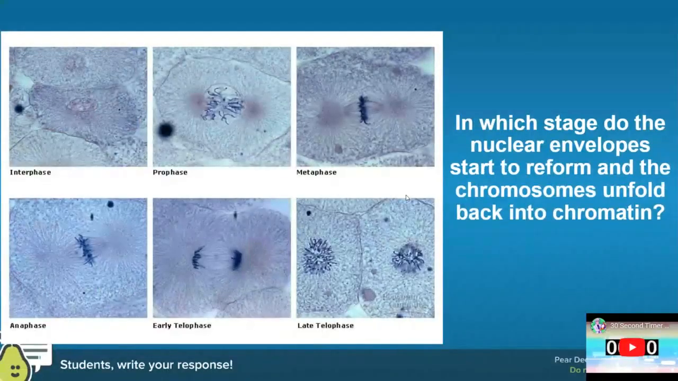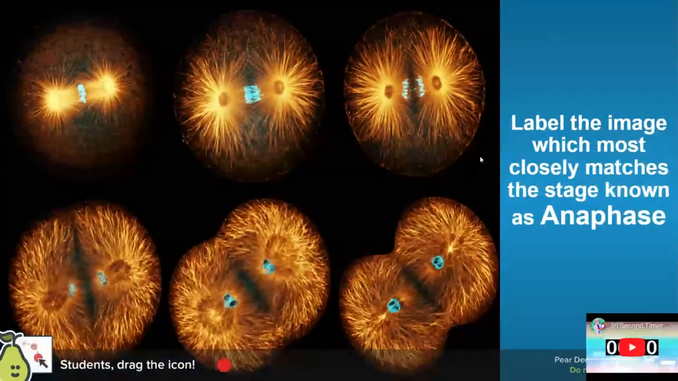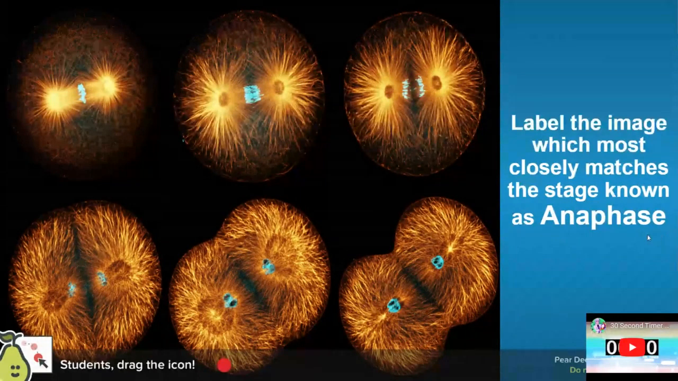Now, looking at this image, we see the interphase, prophase, metaphase, anaphase, early telophase, and then late telophase. This question is asking us in which stage do we see nuclear envelopes reform and the chromosomes unfold back into chromatin? Well, that's going to be in telophase. In this image, it's asking us which stage most closely represents anaphase. This can be a difficult decision because these stages are not distinct. They're continuous, so they kind of flow one into another.